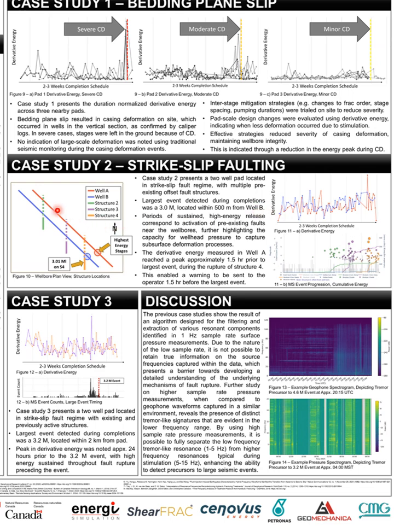On the left-hand side, you can see an approximation of the plan view, with well A shown in red and well B shown in blue, which corresponds to the different energies shown on the right-hand side. In addition to that, you can see three offset structures: structure 2 in green, structure 3 in purple, and structure 4 in orange. During completions, several induced seismic events were recorded on these fault structures, which are shown here in figure 11b.